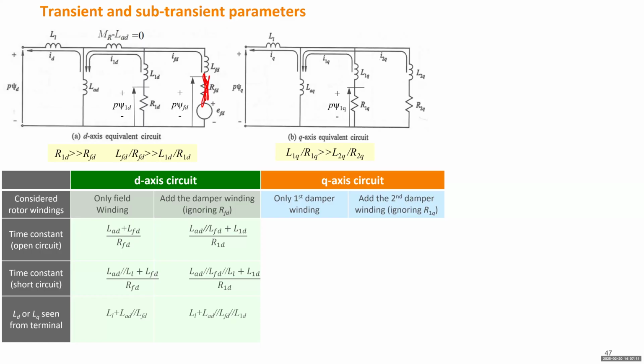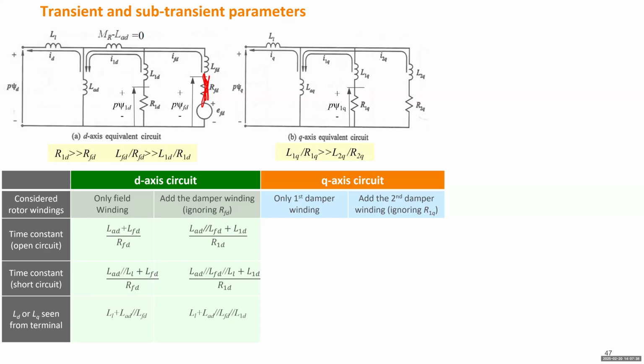So the R will be R1D only. Only this one becomes R1D. And the total L seen from this R1D will be first L1D, then another two parallel branches. So now the L will be L1D plus LAD and LFD in parallel.